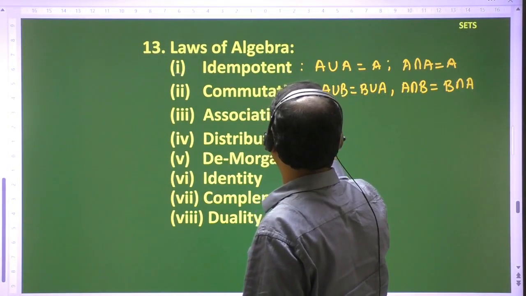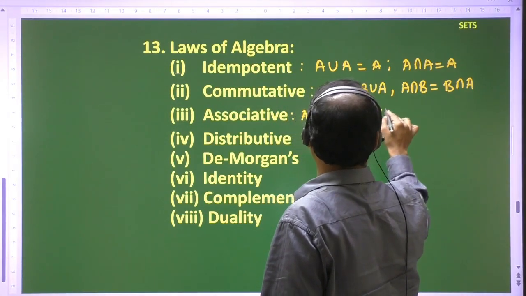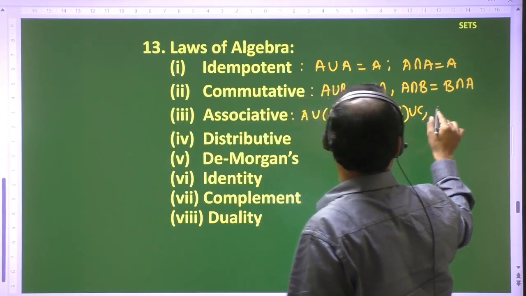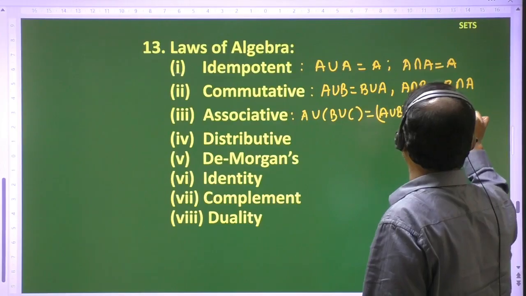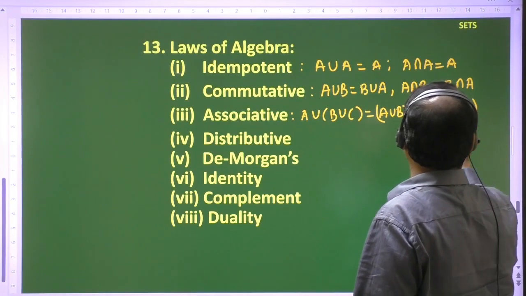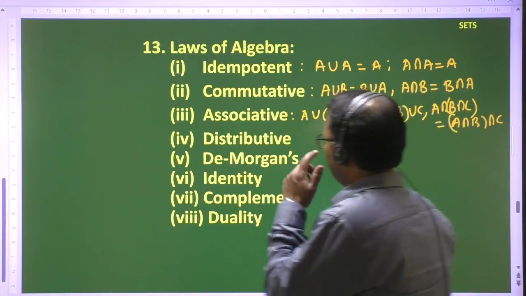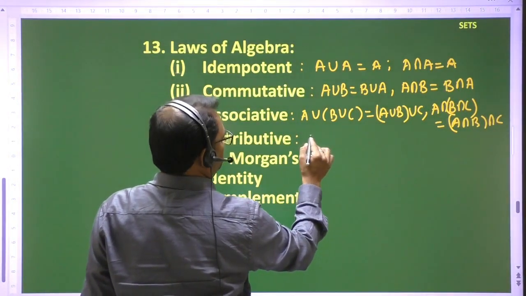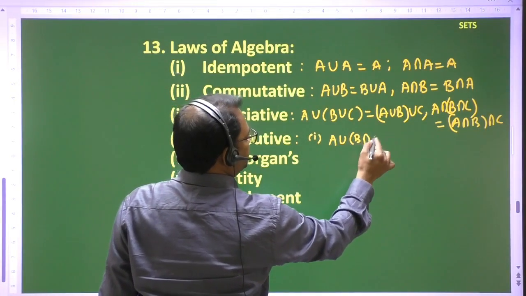Associative property for three sets: if you take A union B union C, it is the same as A union B, then union C. Similarly, it holds for intersection. If you take A intersection B intersection C, it will be the same as A intersection B and then intersection C.